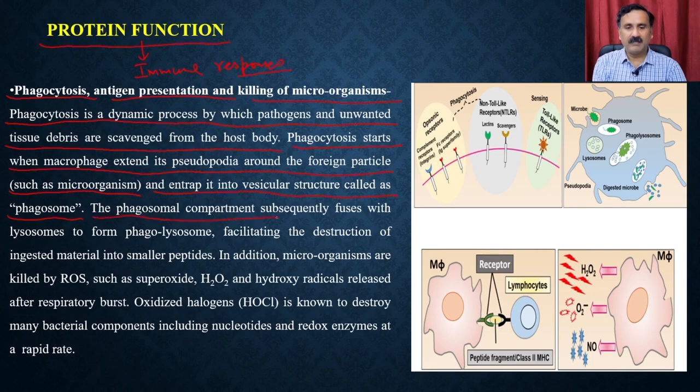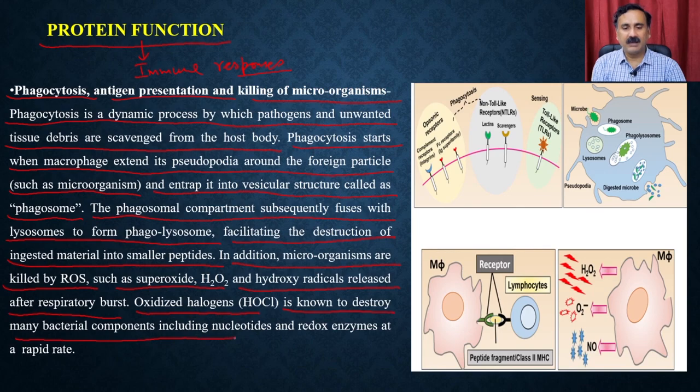The phagosomal compartment subsequently fuses with the lysosome to form the phagolysosome, facilitating the destruction of the ingested material into small peptides. In addition, the microorganisms are killed by ROS such as superoxide, hydrogen peroxide and hydroxyl radical released after the respiratory burst. Oxidized halogens such as HOCl are known to destroy many bacterial components including the nucleotides and the redox enzymes at a very rapid rate.